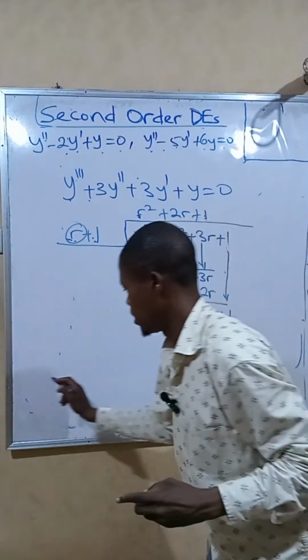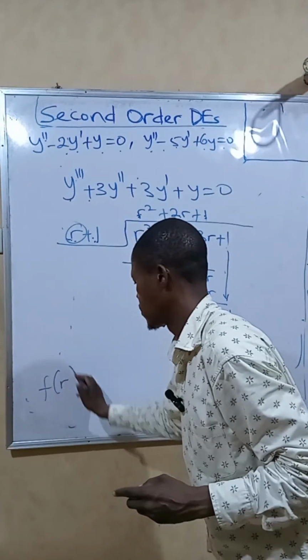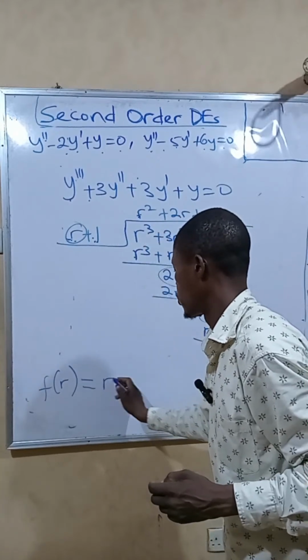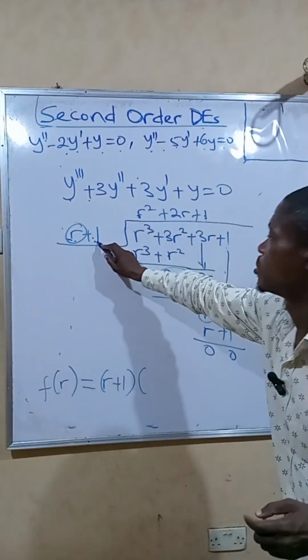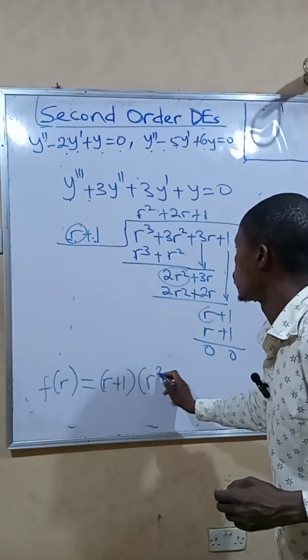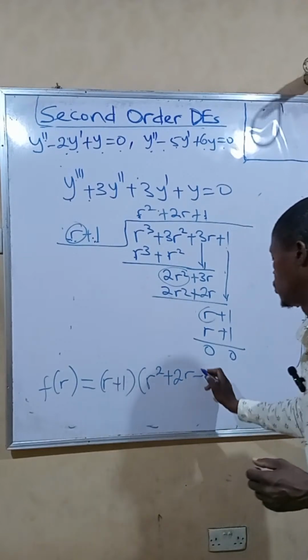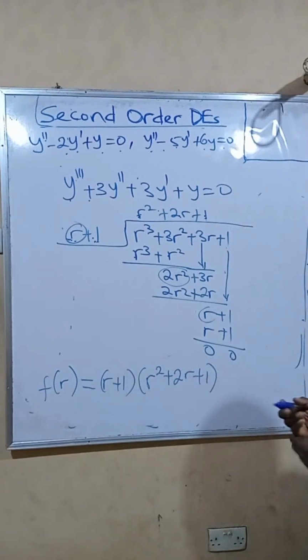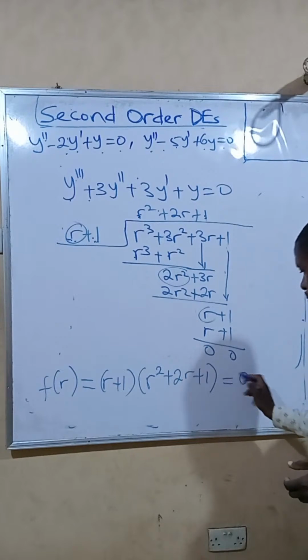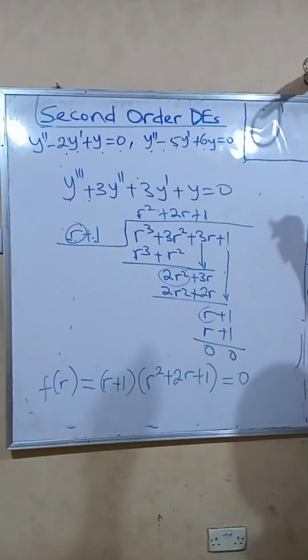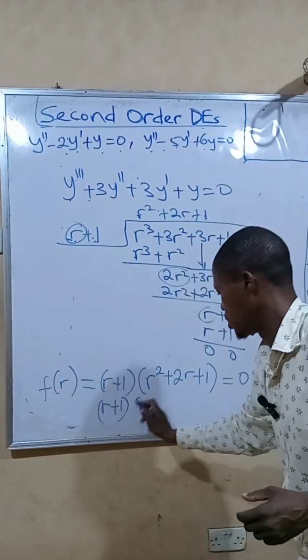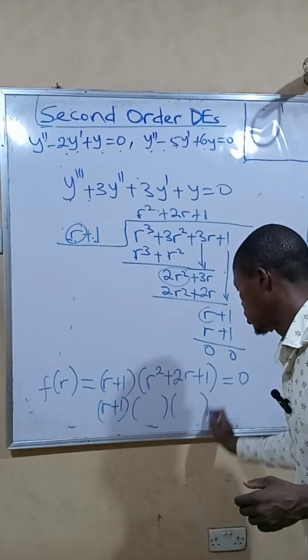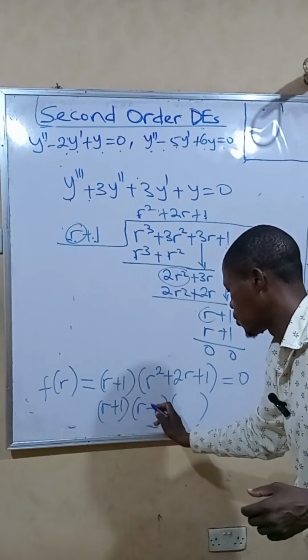Then what this means is that your f of r is equal to r plus 1 times this one. This one times this one will give you your original function, and that's equal to 0. So if you do the expansion, this will also be r plus 1, equal to 0.